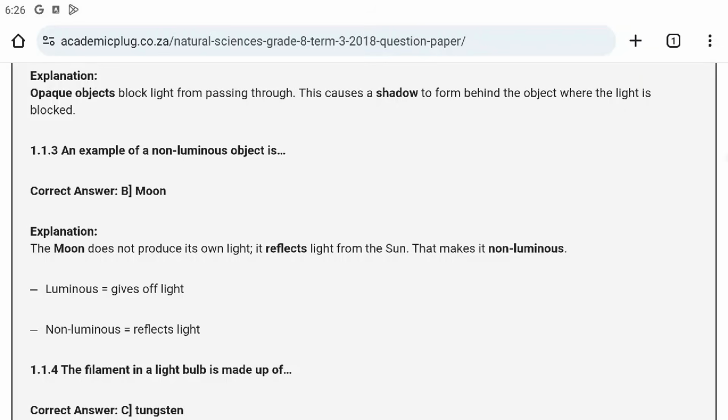The correct answer is B, moon. So the moon does not produce its own light. I mean, we are familiar with this, right? Actually, let's talk about this. Who does not know the moon? Who has never seen the moon?